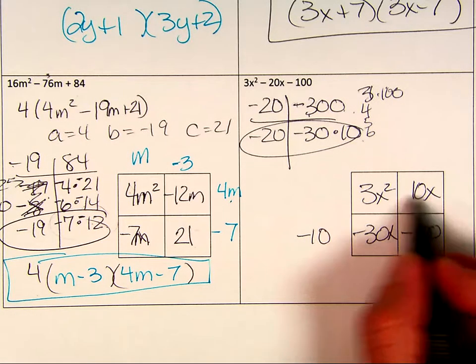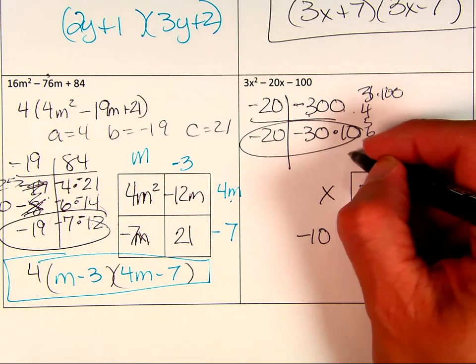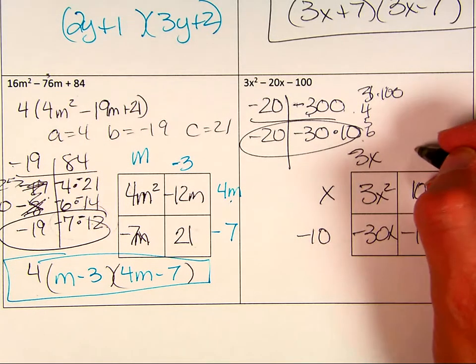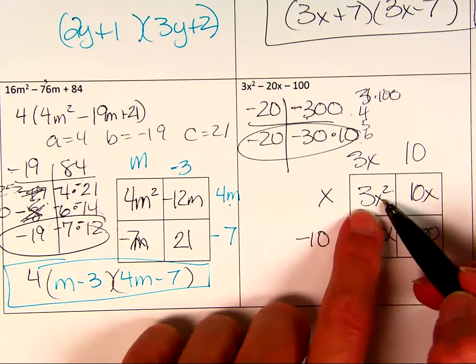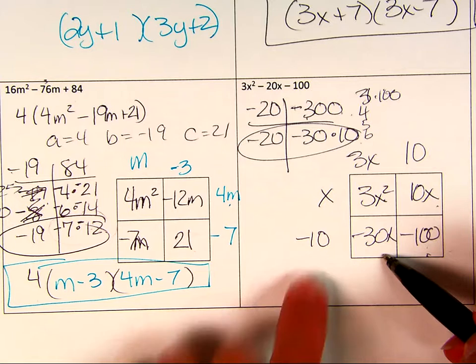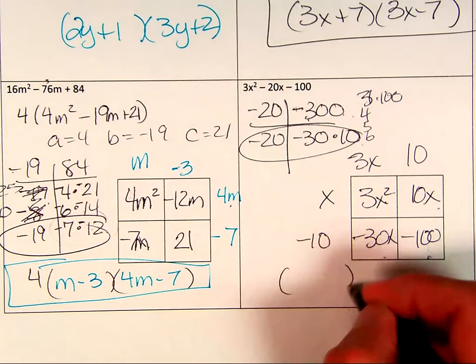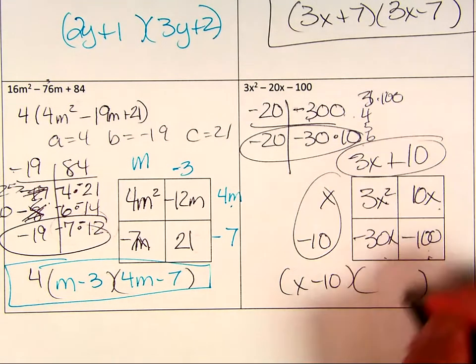This common factor is just an x. This common factor is a 3x. And this common factor is a 10. So let's double check. 3x squared, 10x, negative 100, negative 30x. Okay, that's our check, so we're ready to go. We've got an x minus 10 and a 3x plus 10. And that is our answer.